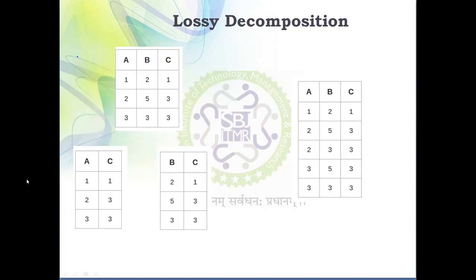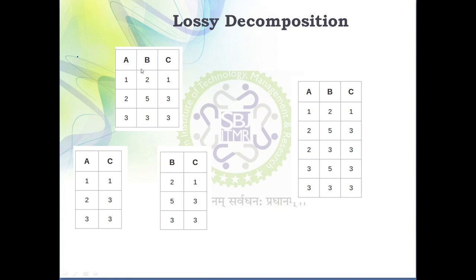And the second thing is that in case of lossy decomposition, you will get some extra rows added in the original table. This is the second characteristic or feature of a lossy decomposition. First thing, it is going to lose some information. Second thing is that suppose we combine the tables, we are getting some additional rows in the original table.